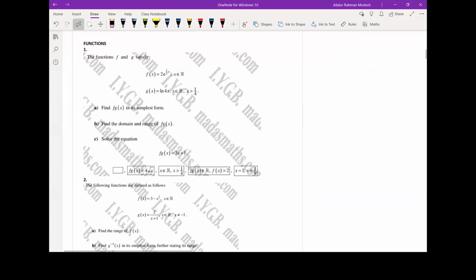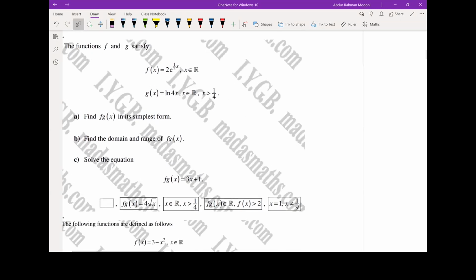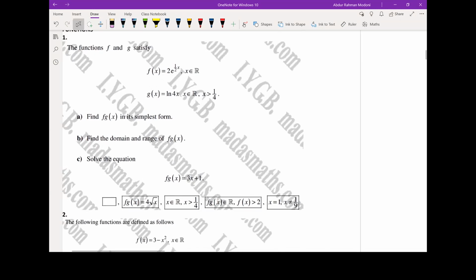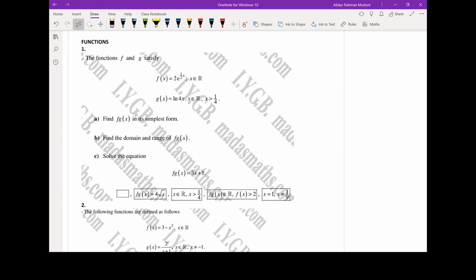So here's our first question. It says here the functions f and g satisfy the below. So we can see f of x is given by an exponential function, g of x is ln. So it wants us to find out what f g of x is in its simplest form.